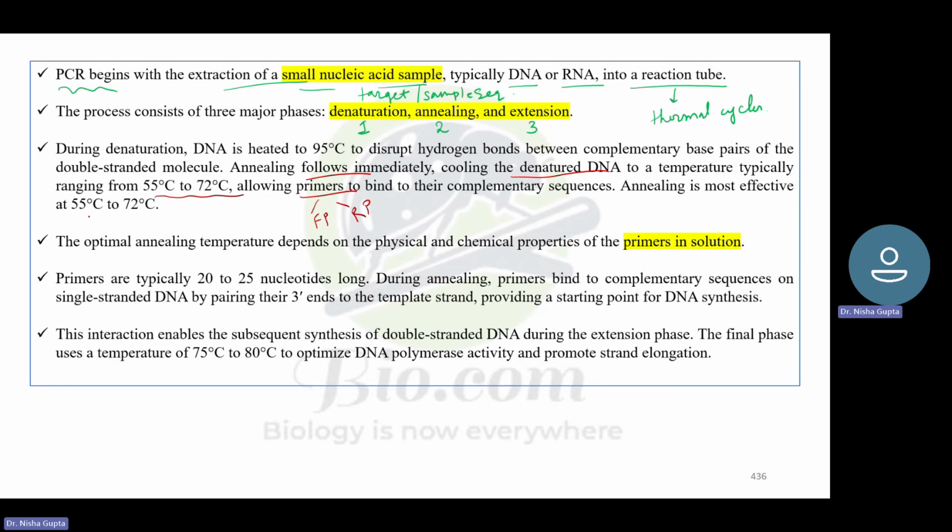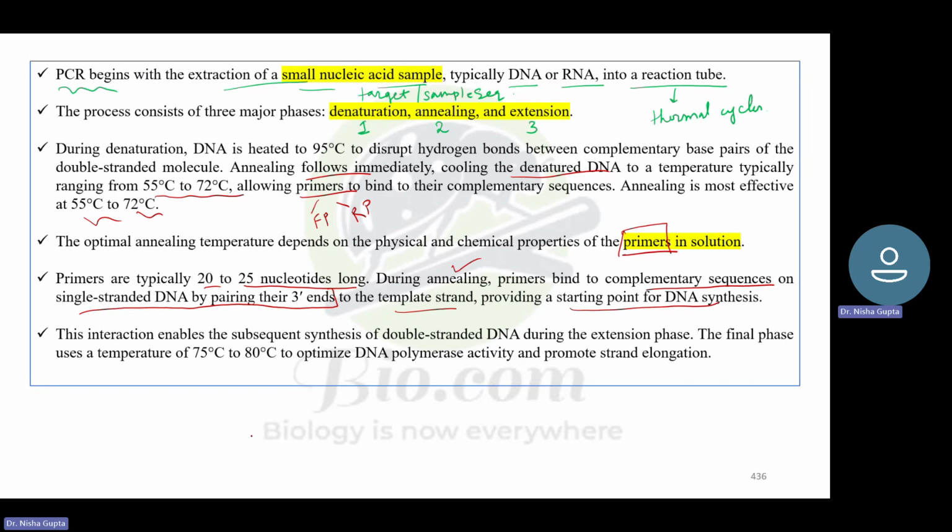It varies between 55 to 72, and it depends on the primers, right? So as I told, what is a primer? A primer is about 20 to 25 nucleotides long. During the annealing step, the primer binds to the complementary sequences on the single stranded DNA by pairing its 3' end, ठीक है, to the template strand, providing a starting point for DNA synthesis. We know that 3' OH हमें चाहिए होता है to synthesize the next strand. So primer का role यही होता है, and the annealing temperature depends on your primer.